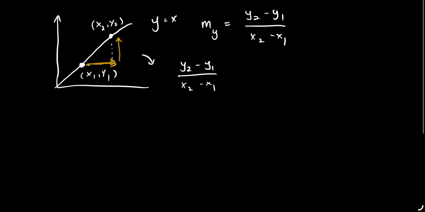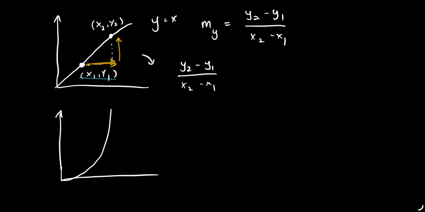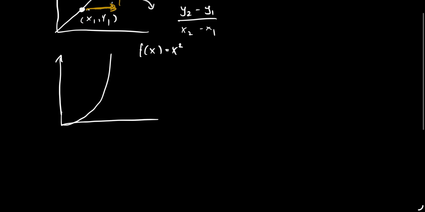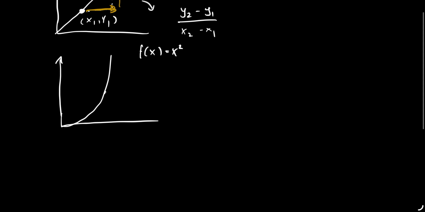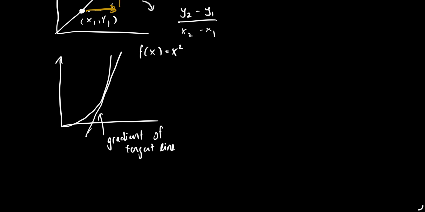Now let's say I want to find the gradient of a curve. This one looks like f(x) equals x squared. Let's say I want to find the gradient at this point. What is the rate of change at this point? I need a tangent line, a line that passes through this point only once, and the gradient of the tangent line is the gradient at this point.